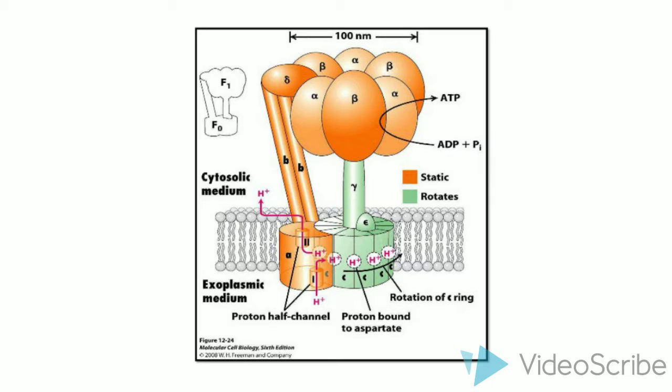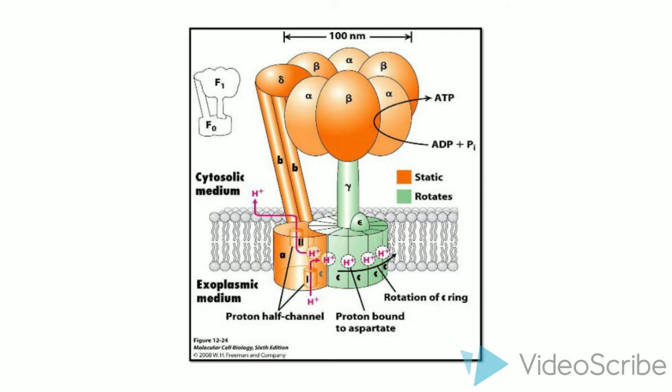In this way, ATP synthase is very similar to a turbine or windmill which generates energy as they rotate. Also note that for every 3 to 4 protons that travel through ATP synthase, one molecule of ATP is formed.